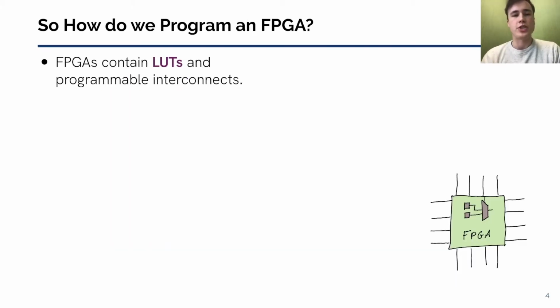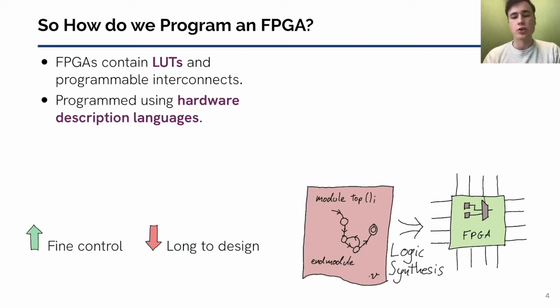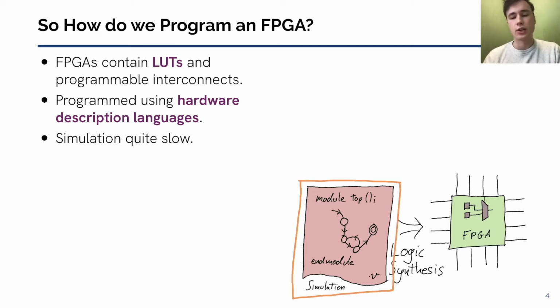So how do we program the FPGA? Well, we need to program the contents of the LUTs, and how the programmable interconnects connect to each other. And this is done by using a logic synthesis tool. Designers normally write hardware in a hardware description language, which is then passed to this tool. This allows the designer to have fine control over the hardware, but it does take a really long time to design this hardware, and it takes a really long time to actually run the hardware and to simulate it to check if one has made any mistakes.